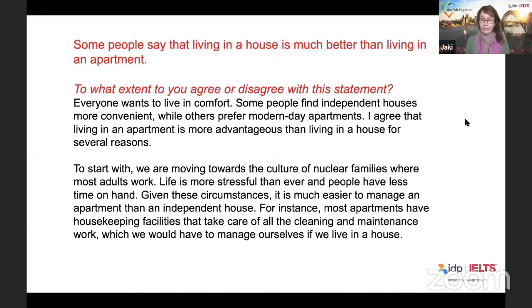Life is more stressful. Given these circumstances, it is much easier to manage an apartment. So it's easier to manage is the first reason. For instance, remember, you have to give examples. Most apartments have housekeeping facilities, which we would otherwise have to manage ourselves. Can you see that the example just supports your point?